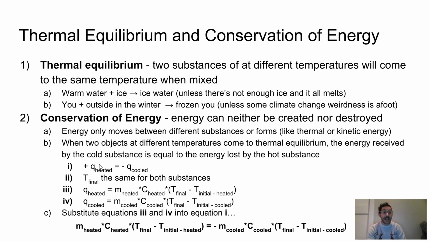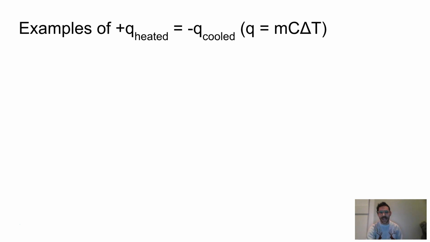We can see that the mass times the specific heat of the thing that is heated, times its temperature change, is going to be equal to the negative of the mass times the specific heat of the thing that is cooled, times its temperature change. And we can do this for some fun math problems. Let's take a look at how that's going to go.